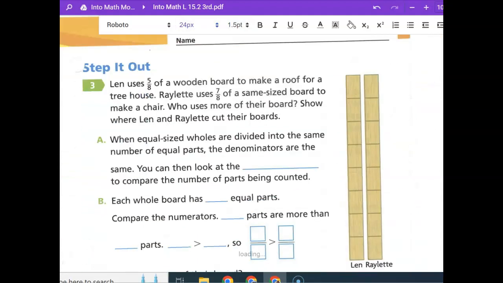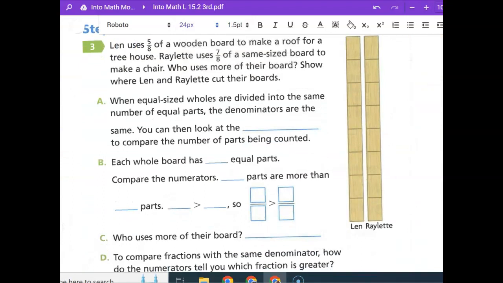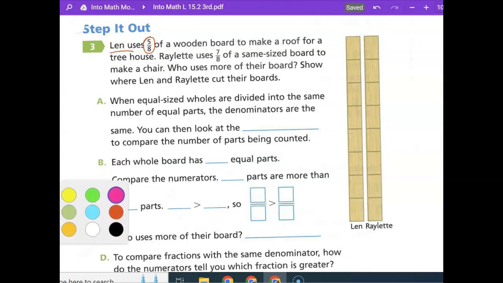Okay, go ahead and go to the step it out on page 407. Lynn uses 5/8 of a wooden board to make a roof for a treehouse. Raylette uses 7/8 of the same size board to make a chair. Let's underline this information. Let's get a color here so we can see. Lynn uses 5/8. Raylette uses 7/8 of the same size. Who uses more of the board? Show where Lynn and Raylette cut their boards.